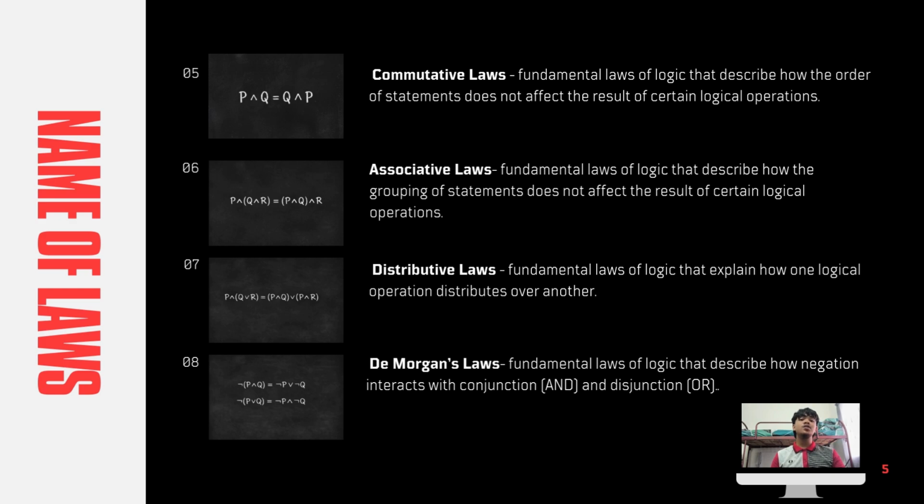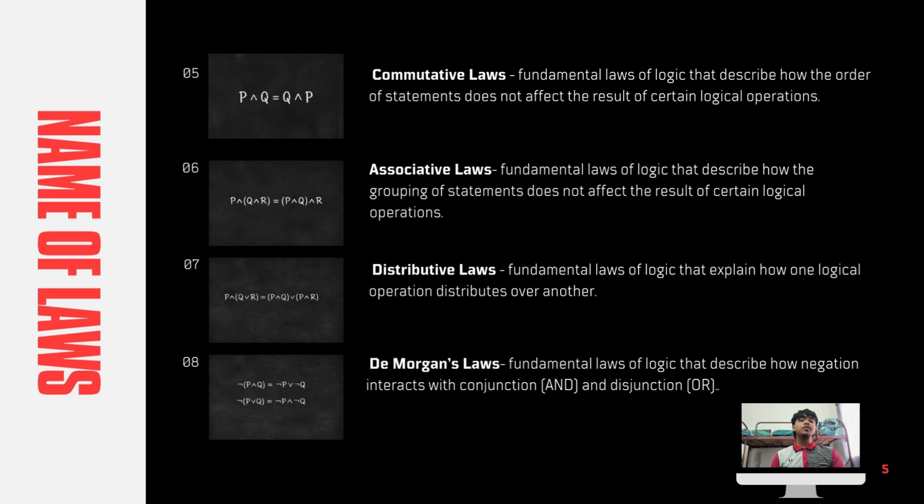Besides that, the associative law. This law shows that how we group the statements does not matter. P or (Q or R) equals (P or Q) or R. P and (Q and R) equals (P and Q) and R. We can remove or rearrange brackets when combining similar operators, all OR or all AND.